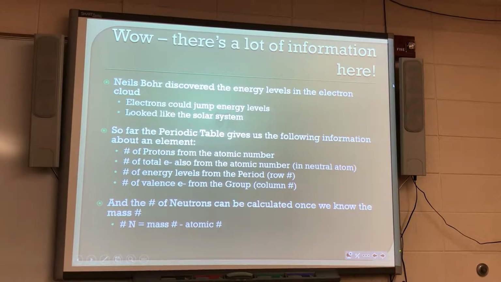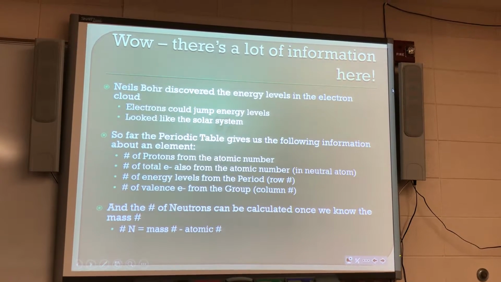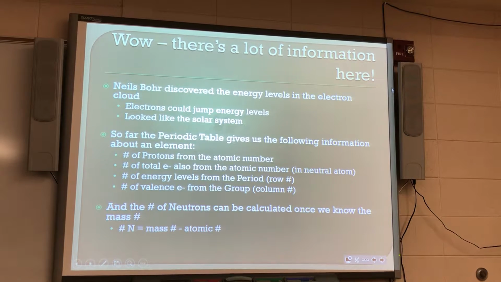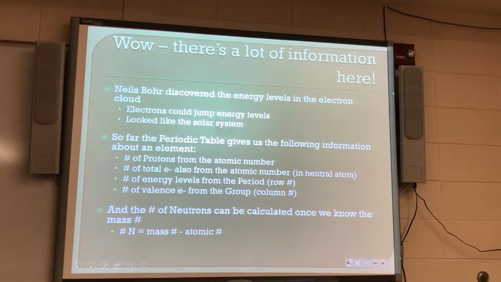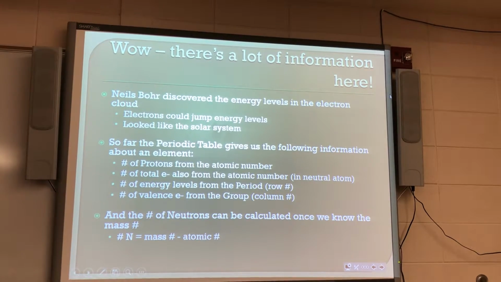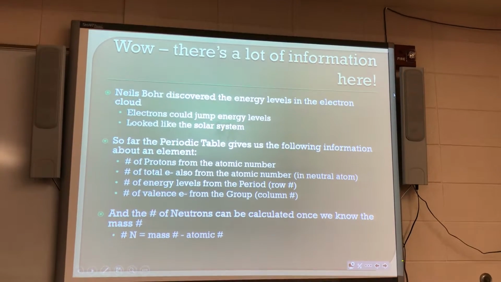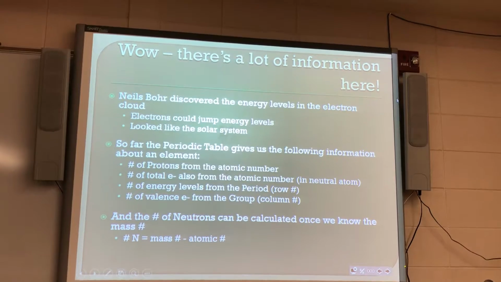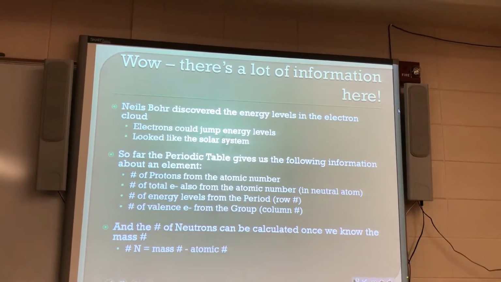The number of energy levels that an atom has comes from the period, or the row, and the number of valence electrons comes from the group that it's in, or the column number. At this point, I need you to have your periodic table out, and I need to show you some things with my periodic table and how that applies to you.